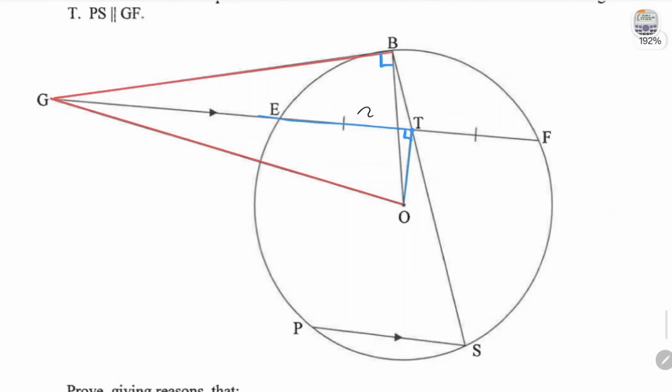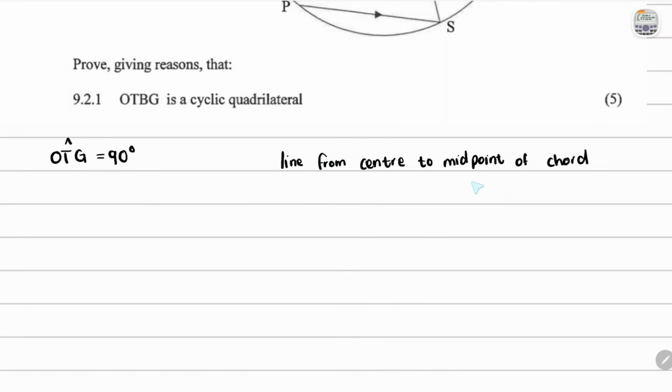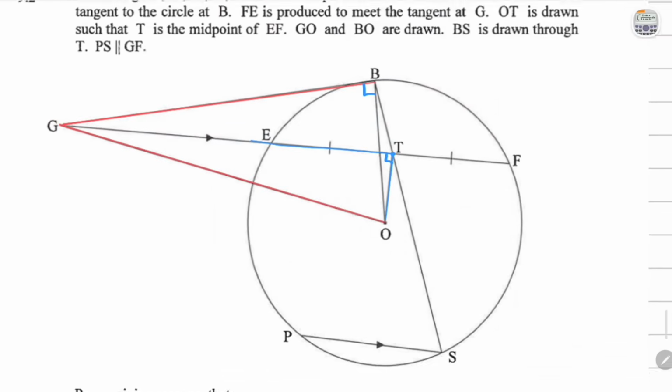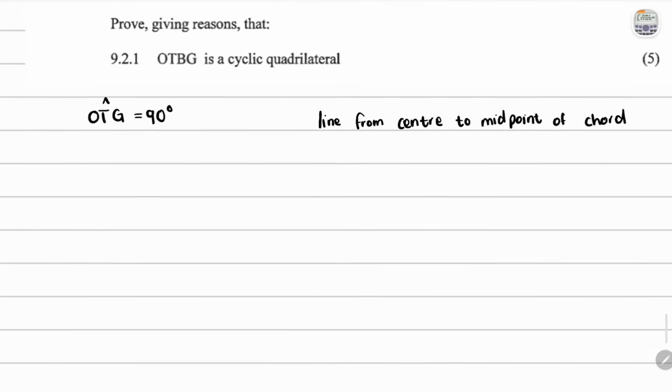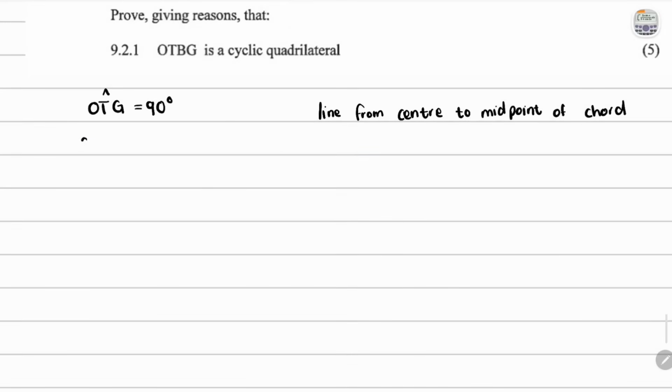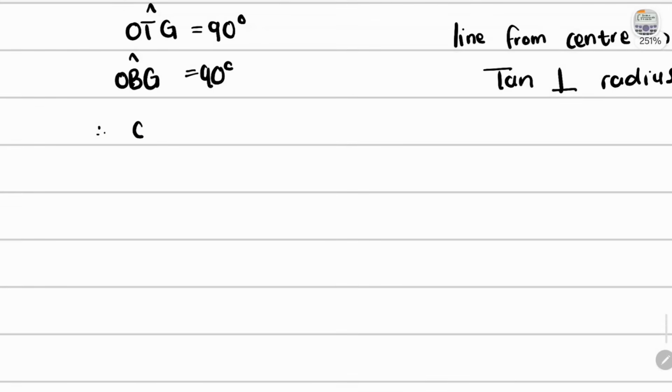We're going to tell them that OTG is equal to 90 degrees, and that is because of the line from the center to the midpoint of the chord. And then we also know that OBG is also 90 degrees, and that's because the tangent and the radius are always perpendicular at the point of contact. So OBG is also equal to 90 degrees because of tangent perpendicular to radius. And so we can conclude that these two are equal. So that concludes that OTG is therefore equal to angle OBG.